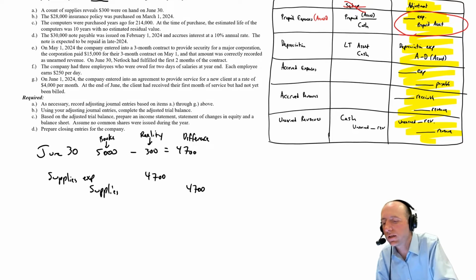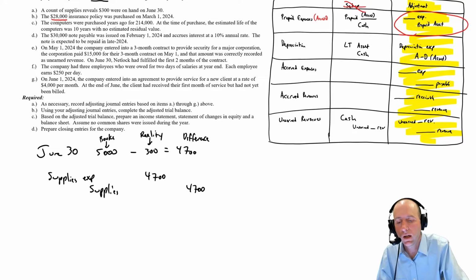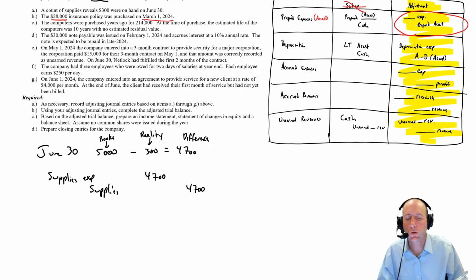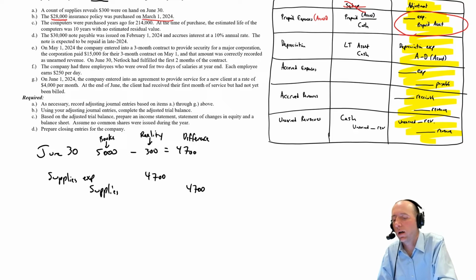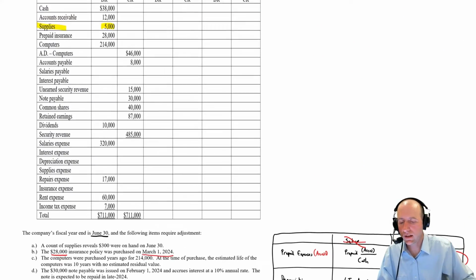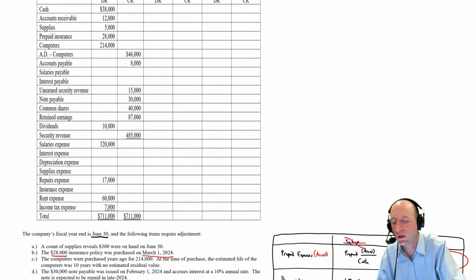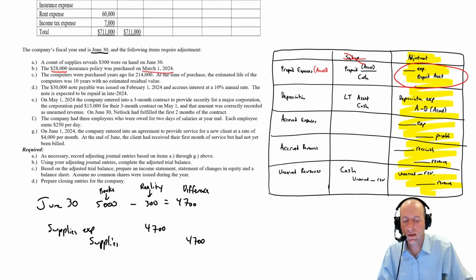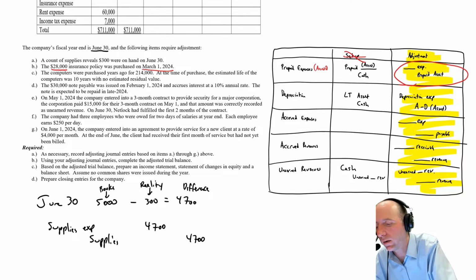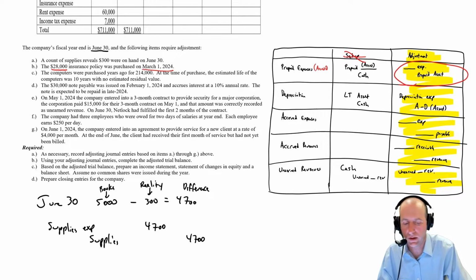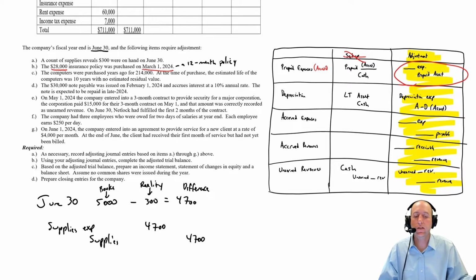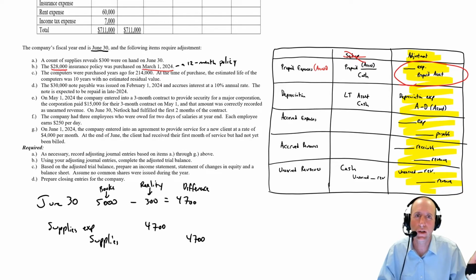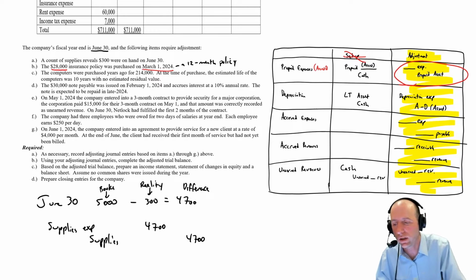The $28,000 insurance policy was purchased on March 1st, 2024. Okay, so if I scroll up here, I'm expecting to see, and I do see, under prepaid insurance, $28,000. So they're saying, hey, this was purchased, and what's not being said is this was a 12-month, 1-year insurance policy. Now, if it doesn't say that, you've got to ask your prof because it could be a 2-year or 3-year policy, but the assumption would be, unless it tells you otherwise, assume you buy insurance a year at a time. That's a good assumption.